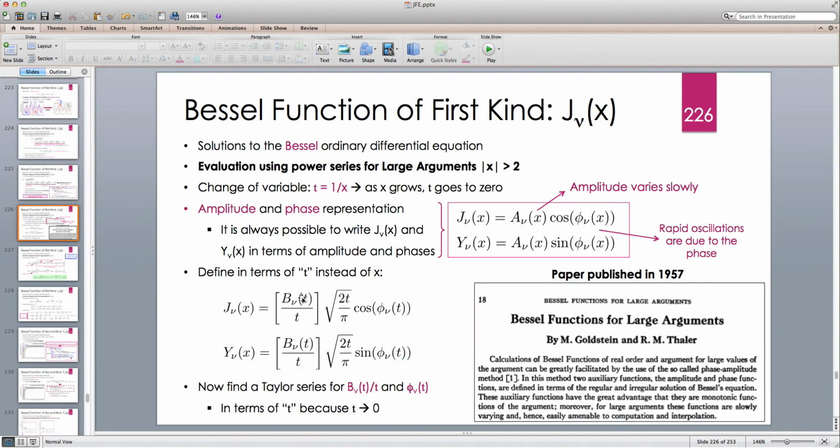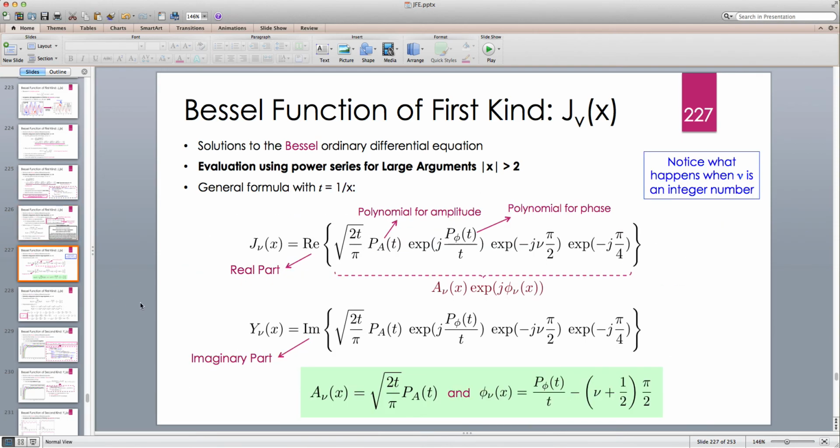One is this amplitude is being divided by t, and in the next slide I'll show you that we actually find a polynomial or power series for this term b nu over t. But there's also a square root of t. So right off the gate, if t is negative, we see that this square root becomes a complex number, right? So that's one thing to keep in mind. And then we're going to find Taylor series for b nu over t and phi nu, right? So this square root of 2t over pi is just there. It's an analytic part of the expression, and we don't do anything with it, right? And remember, t is going to 0 because x is going to infinity.